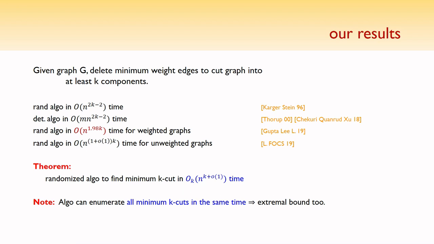So what is our algorithm? Turns out our algorithm will be exactly the Karger-Stein algorithm for minimum k-cut. So we have the same algorithm, but an improved analysis.